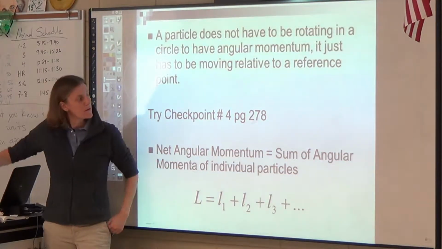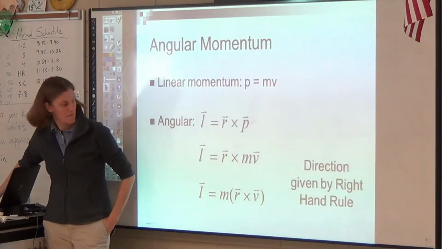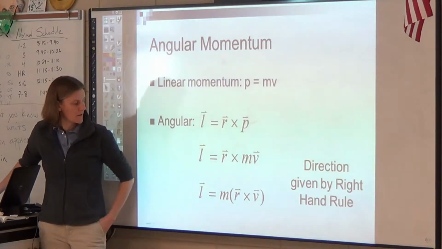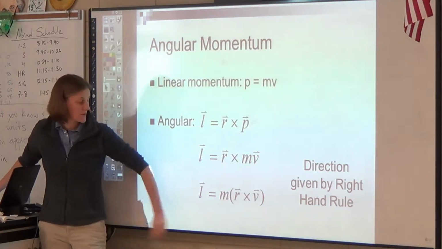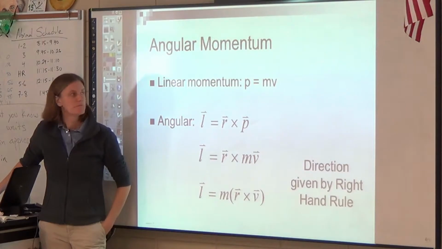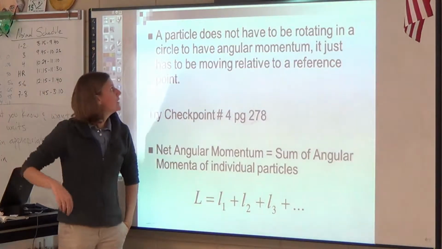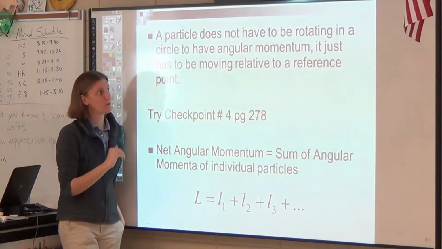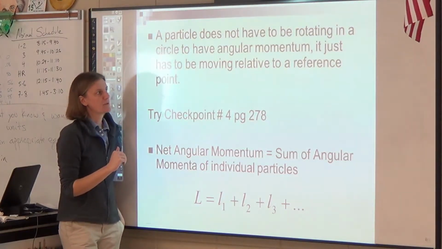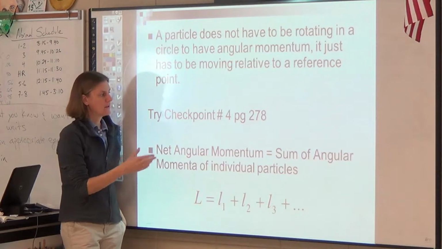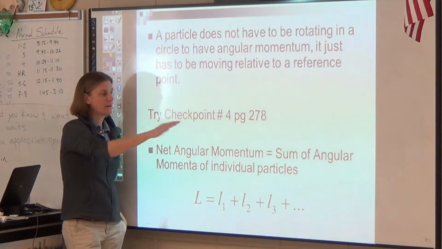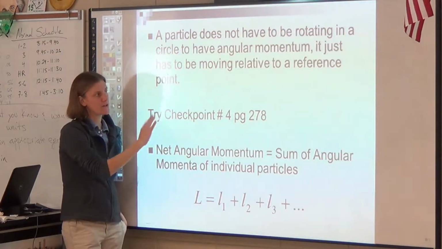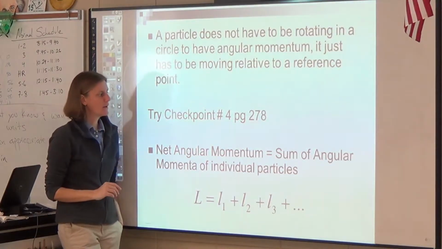So like I said, R cross V really, got to be perpendicular. So the particle does not actually have to be rotating in a circle to have angular momentum. It just has to be moving relative to a reference point. So it can be moving in a straight line. It can have linear momentum, and we can still actually describe its angular momentum as well.